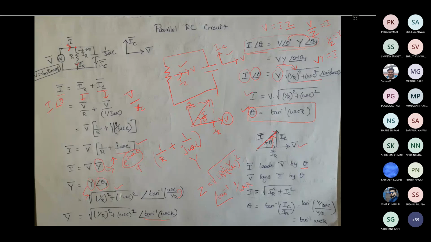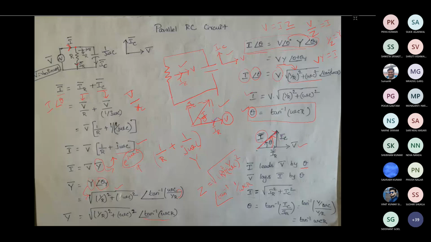The point to be noted is that irrespective of whether it is a series RC circuit or a parallel RC circuit, you are going to have the current leading the voltage by an angle theta. Irrespective of series or parallel, if it is more capacitive, then the current will be leading. If it is more inductive, the current will be lagging. If it is a resistive circuit, the current will be in phase with the voltage. That's all.